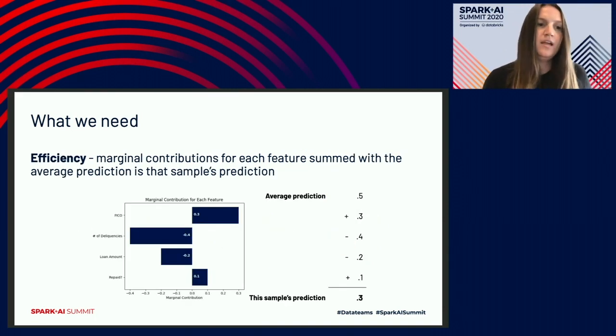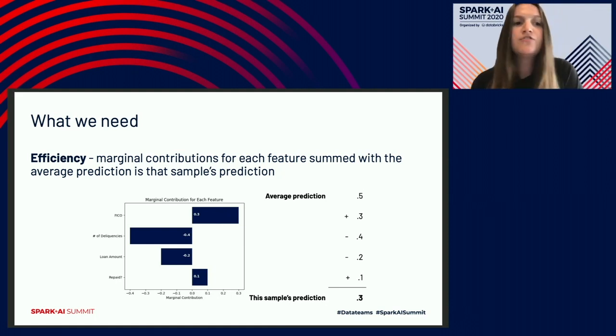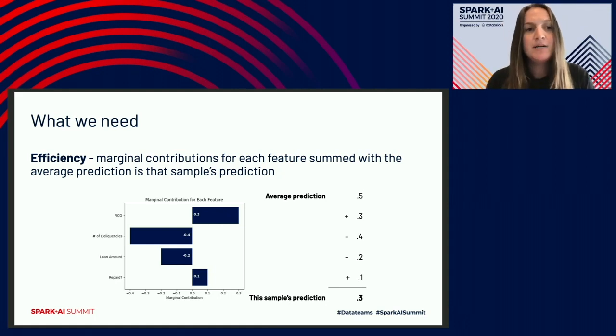So efficiency, marginal contributions for each feature when summed with the average prediction is that sample's prediction. So if the average prediction is 0.5 and we have 4 different features, then their marginal contribution of each one when added to that average prediction should get that sample's prediction.